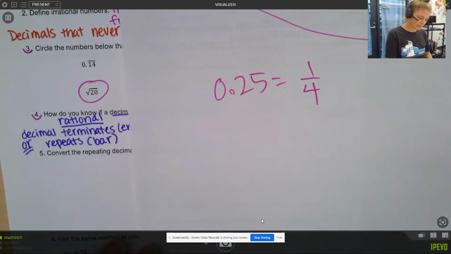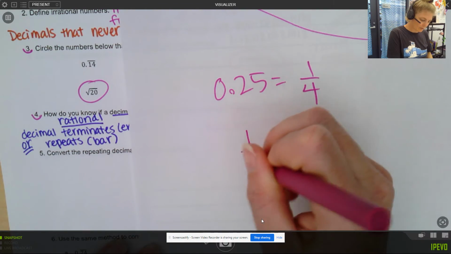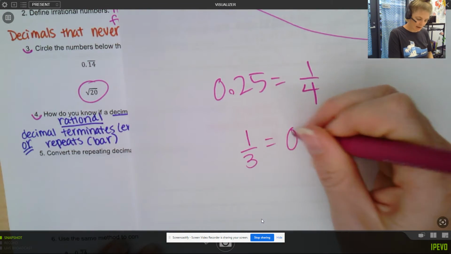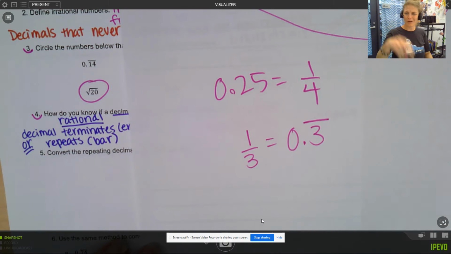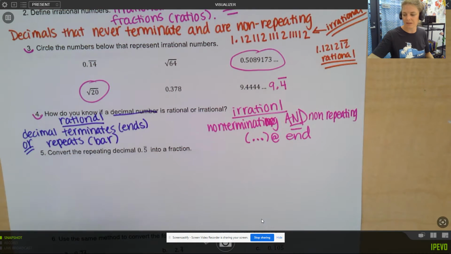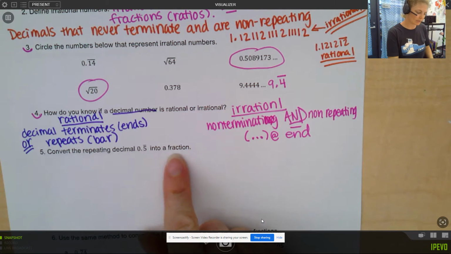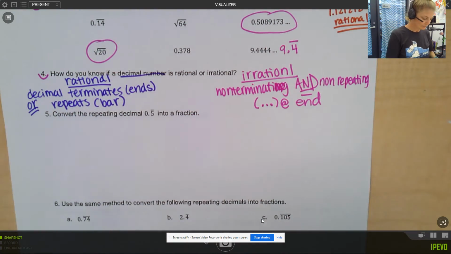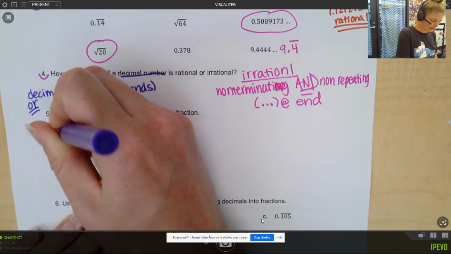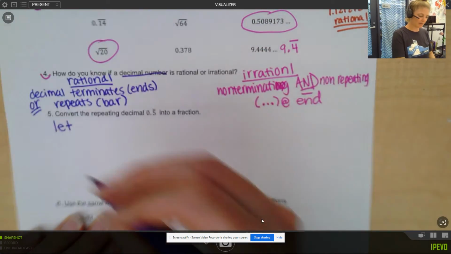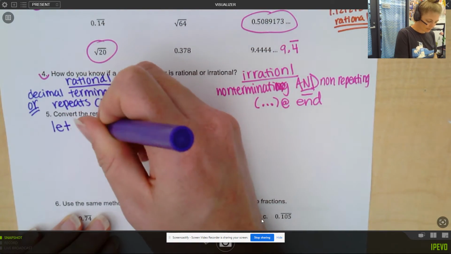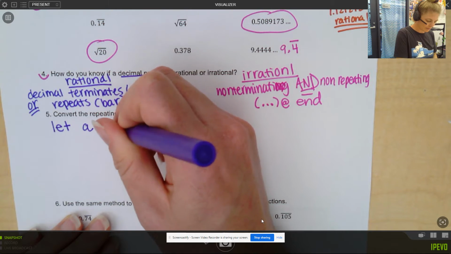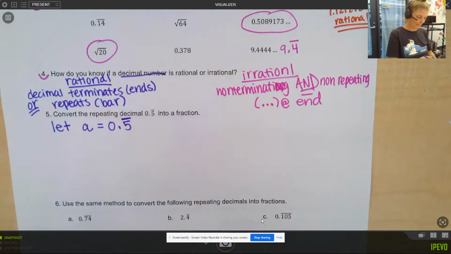And you probably also know what 1/3 is equal to, right? Yeah, it's 0.3 repeating. So you know a lot of these, and we're just going to work with some of the trickier ones. Convert the decimal 0.5 repeating into a fraction. So this is how we do this. First thing we're going to do is set our repeating decimal equal to a variable. I like to use a. So let a equal 0.5 repeating.